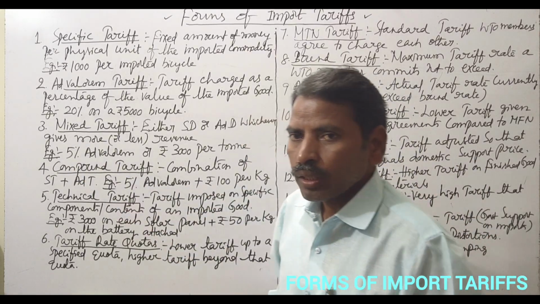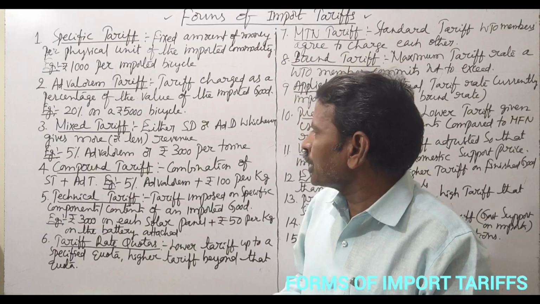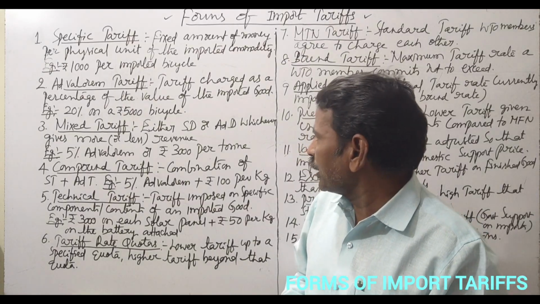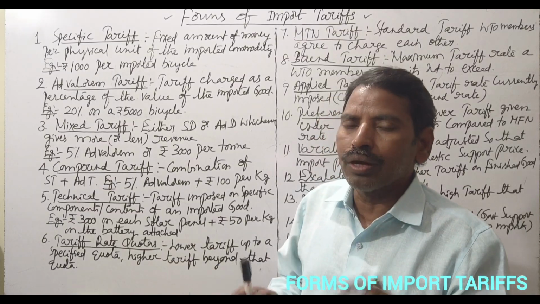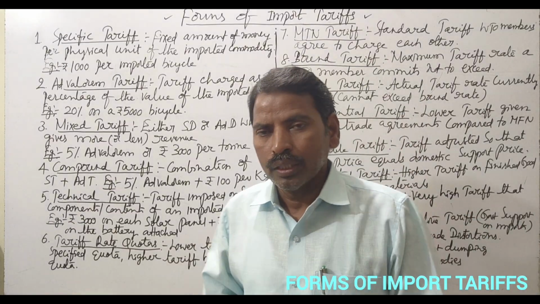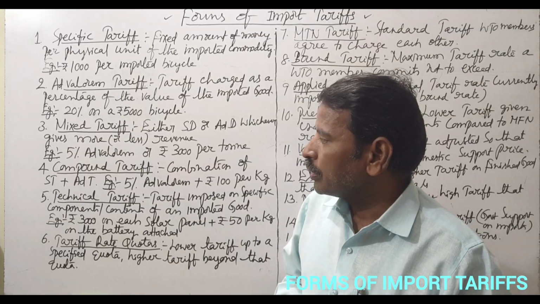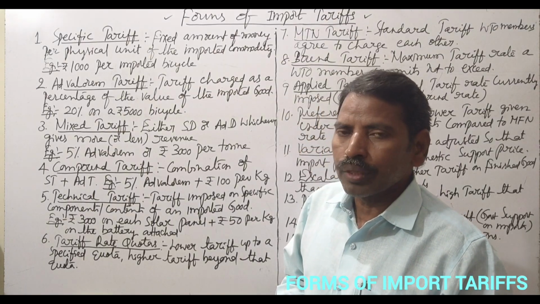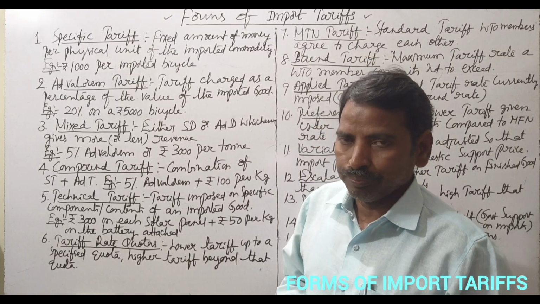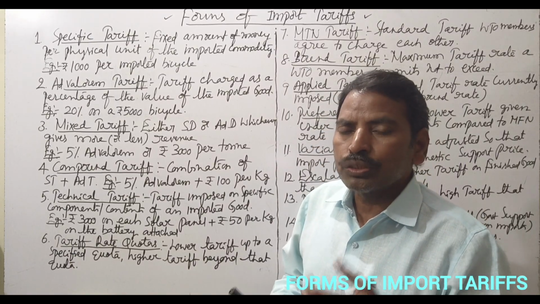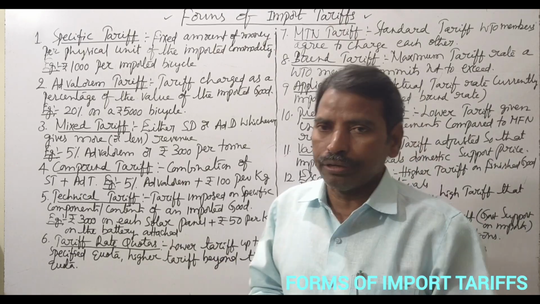Third one, mixed tariff. Either a specific duty or an ad valorem duty, whichever gives more revenue. That is called mixed tariff. For example, 5% ad valorem or rupees 3000 per ton, whichever is more, that is imposed. That is called mixed tariff.